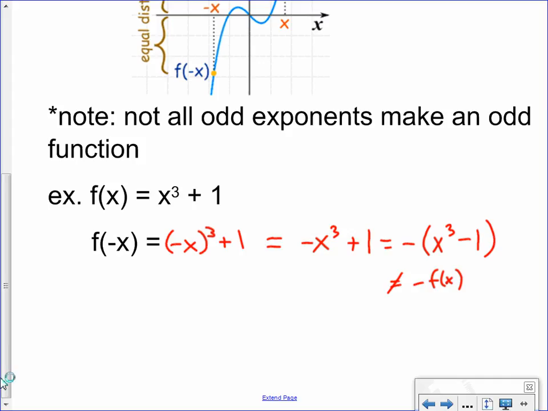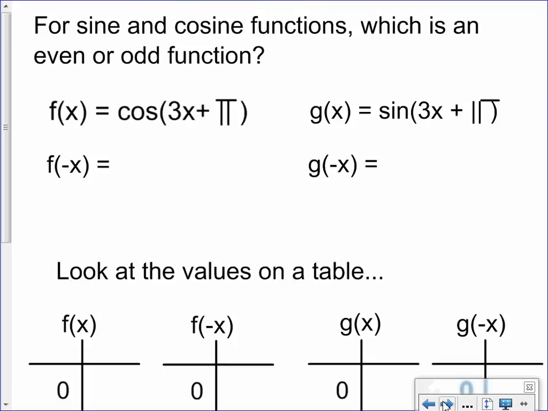All right, so let's take a cosine function. Okay, let's just start with cosine. Go ahead and work with the cosine one. So we're going to look at cosine of 3x plus 5.